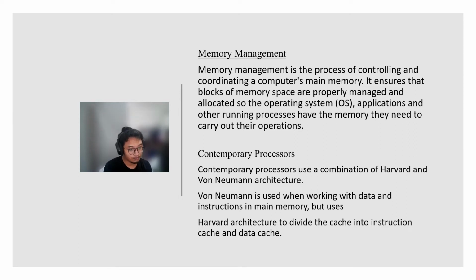The contemporary processor is a combination of Harvard and Von Neumann architecture, which, basically, like a human, we have a brain, right? Like most of our gadgets, like laptops and smartphones, they have their own brain, which is the CPU. CPU is a contemporary processor. We can say it like that.